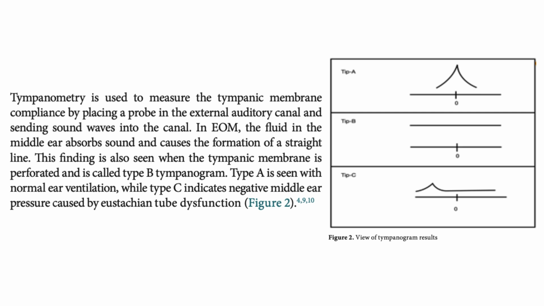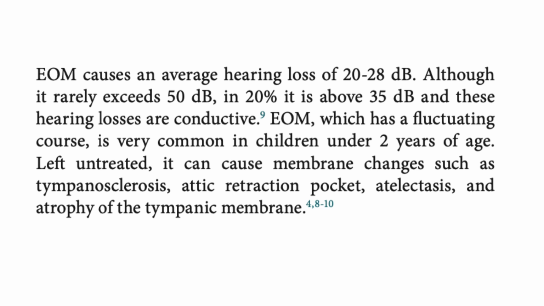Type A is seen with normal ear ventilation, while type C indicates negative middle ear pressure caused by eustachian tube dysfunction. EOM causes an average hearing loss of 20 to 28 dB. Although it rarely exceeds 50 dB, in 20% it is above 35 dB, and these hearing losses are conductive. EOM, which has a fluctuating course, is very common in children under 2 years of age. Left untreated, it can cause membrane changes such as tympanosclerosis, attic retraction pocket, atelectasis, and atrophy of the tympanic membrane.